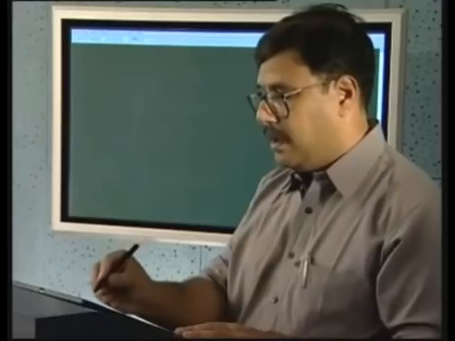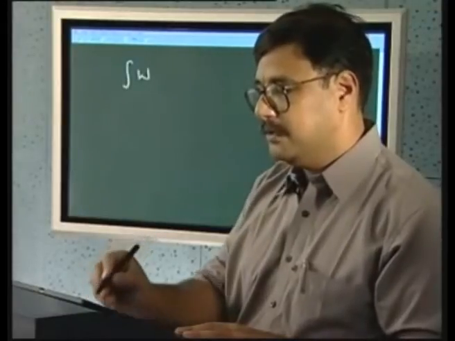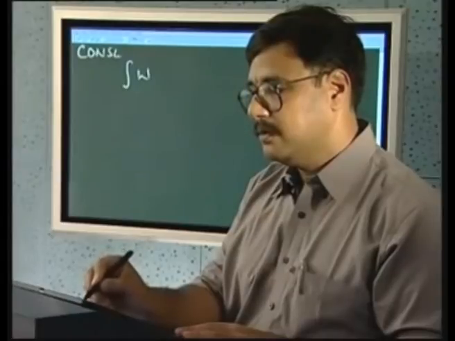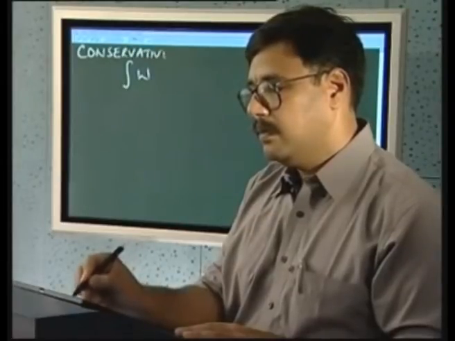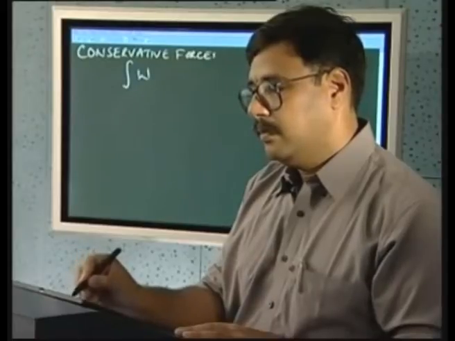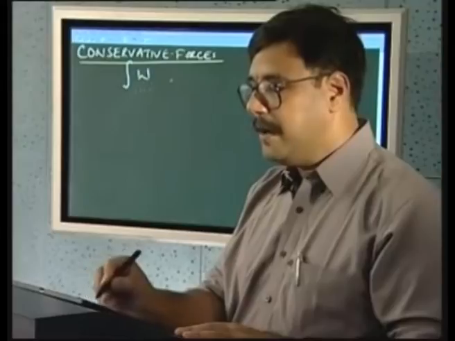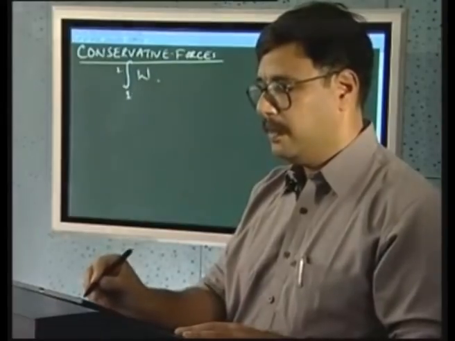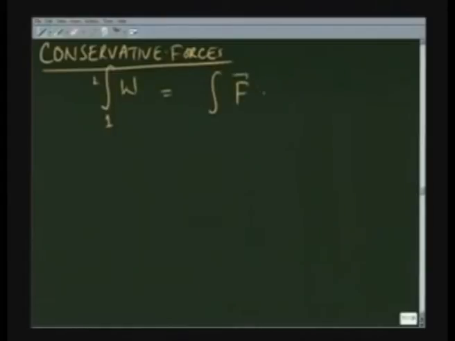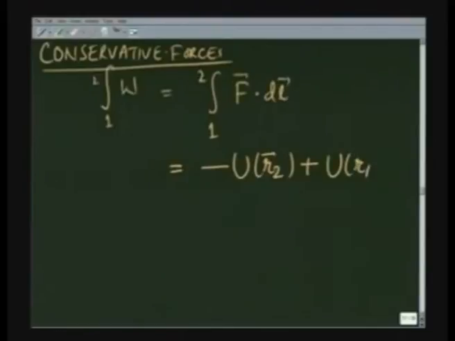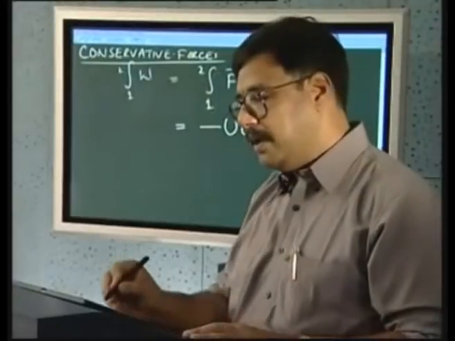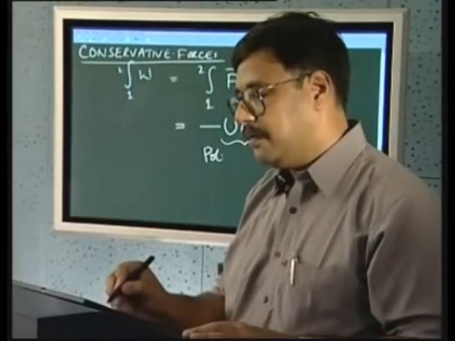Let us now see, for conservative forces, if the work done is independent of the path from 1 to 2, which is equal to the integral of F dot dl from 1 to 2, then I can write this as the difference between a quantity at these 2 points. I will interpret this in a minute, but for the time being let me call it the potential energy.